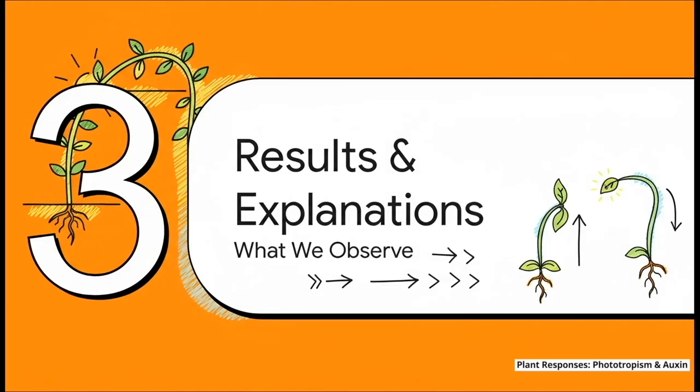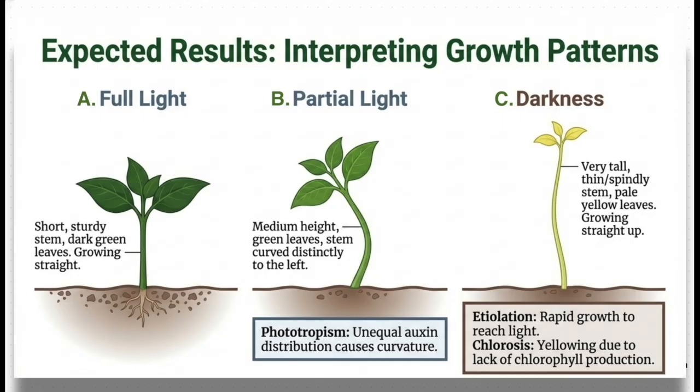Okay, so 48 hours later, it's time for the big reveal. What do we actually see? And this is the crucial part for your exam. Can we explain why it's happened? In condition A, with light everywhere, the shoots grow straight up because the auxin is spread out evenly. In total darkness, they also grow straight, but they'll be really long, thin, and pale. This is called etiolation. It's the plant desperately stretching to find any light it can.